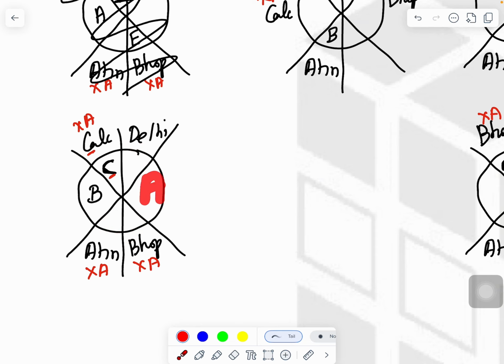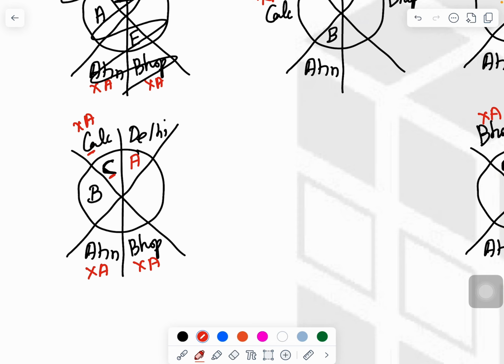So the only spot for A is this one. So let me go ahead and fill A here. The moment I fill A here, we have D, E, F. I need to go ahead and fill D, E, F in these particular spots.